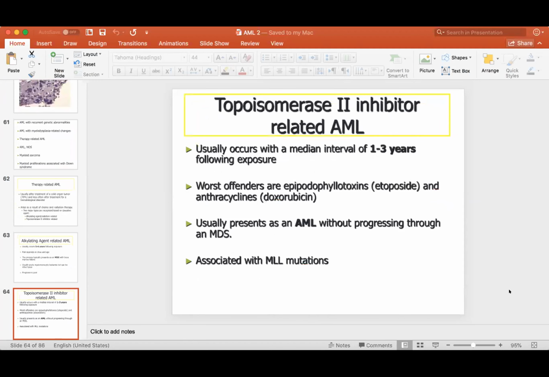On the other hand, the topoisomerase II inhibitor-related AML occurs much earlier, 1 to 3 years. I've seen it less than 1 year. And this is when patients are treated with these types of treatments or chemotherapy like etoposide and doxorubicin. And these patients usually develop AML more than therapy-related MDS. And they're associated with MLL mutations.